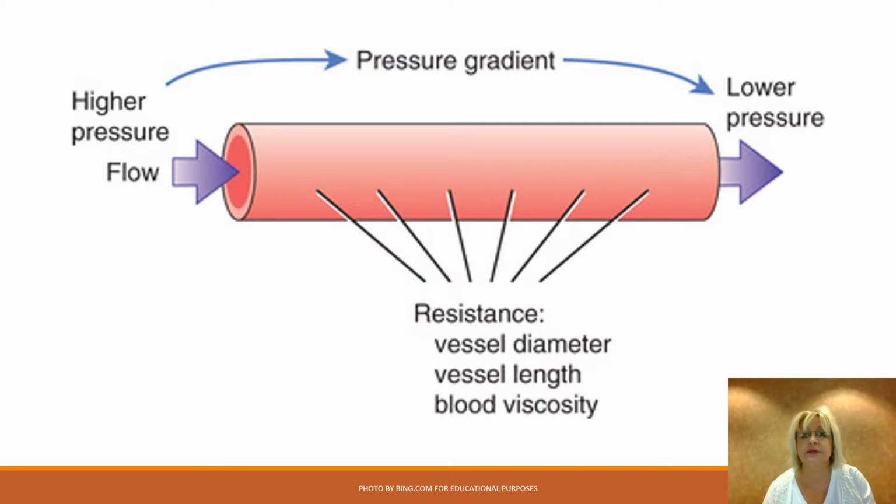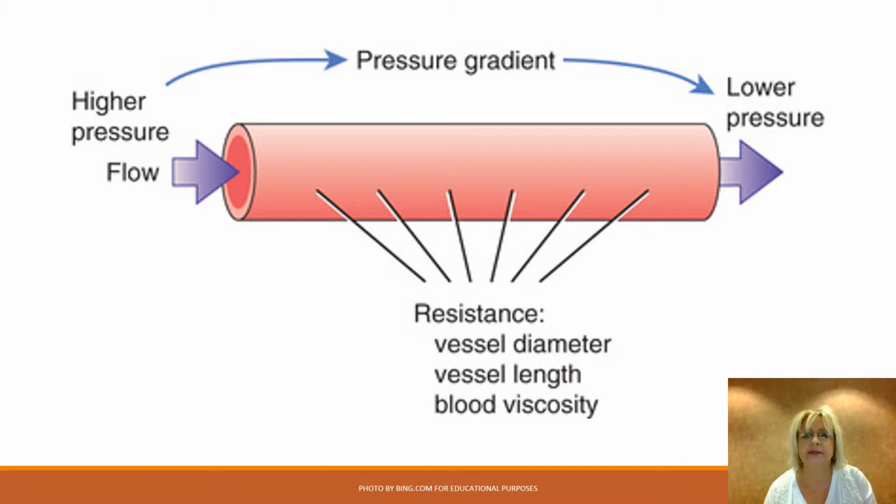The vessels, we call this a gradient. The vessels start with higher pressure flow initially. If you look on the slide to the left, you'll see where the high pressure goes in, and the pressure gradient decreases by the time it leaves or comes out the other end on the right. Things that influence resistance are the vessel diameter, the vessel length, and the blood viscosity.